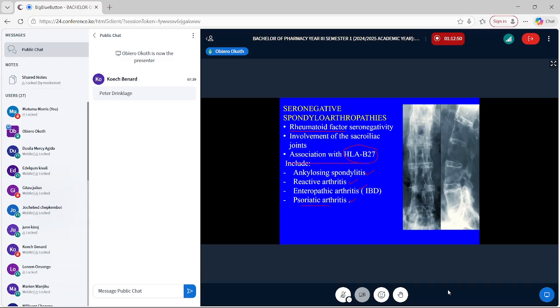Okay. Here, what they're trying to show is this: the whole spine is fused, and even these joints are fused. Even here they are fused. They look like bamboo. So this is normally what we call a bamboo spine, and a bamboo spine we see with ankylosing spondylitis. These are seronegative spondyloarthropathies.